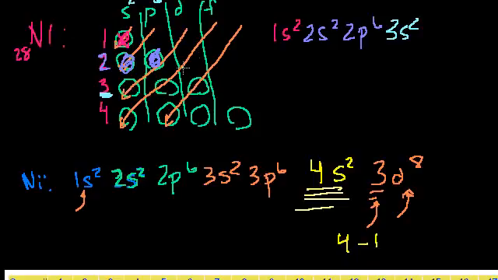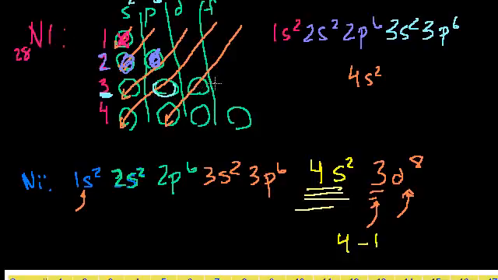The arrow, we start there. There's nothing there. There's something here. So then we go to 3p6. And then the next thing we fill out is 4s2. And then what's the very next thing we fill out? We have to go back to the top. We come here, and then we fill out 3d.